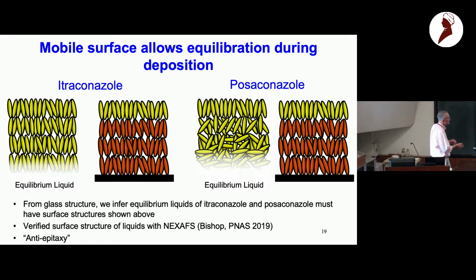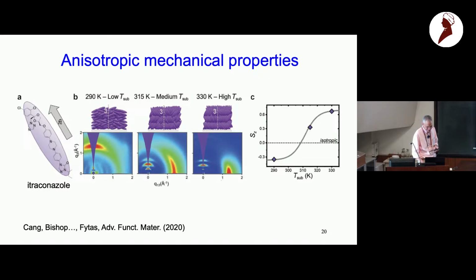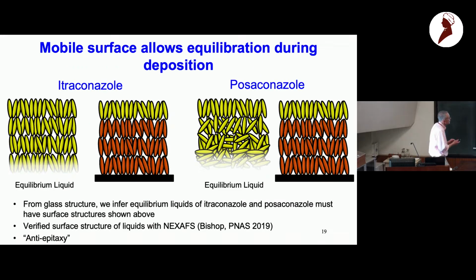And after the fact, we did NEXAFS experiments that verify this orientation at the free surface, so we know this is the correct story for how this works. And this, so this is inferred from the fact that it has no liquid crystal phases, and it's an isotropic liquid. Okay, so I guess we maybe didn't verify that so directly experimentally. This is the part that we verified experimentally.